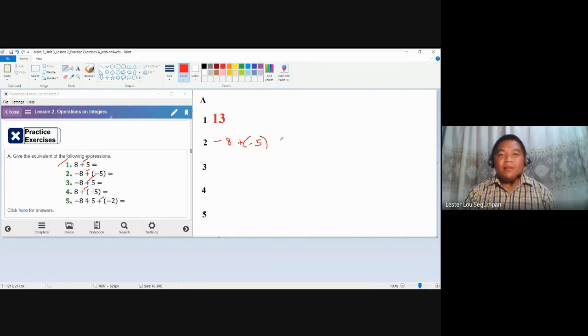If you have a positive number, meaning may naiwan kayong pera. So let's say for number 2, negative 8 is, let's say, may utang ka na 8 pesos, plus, at saka, may utang ka rin na 5 pesos. So how much do you have? Okay? How much do you have now?